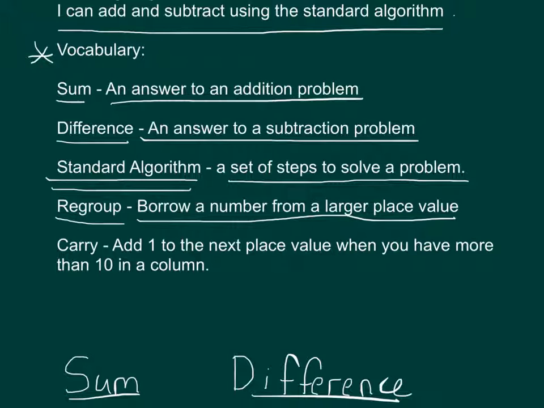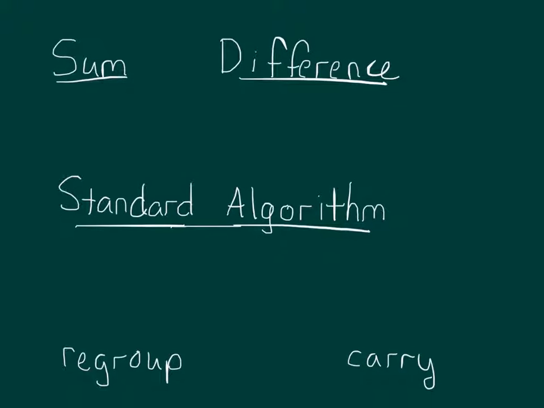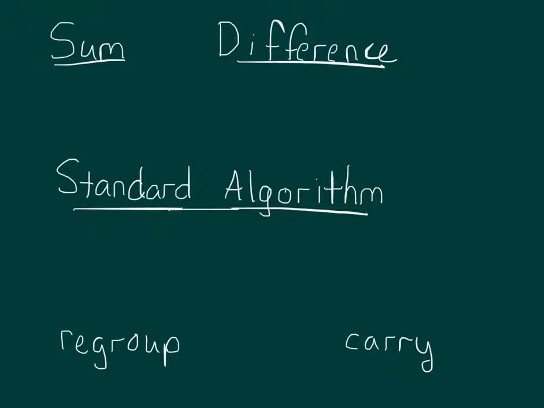Regroup means borrow a number from a larger place value. And carry means to add 1 to the next place value when you have more than 10 in a column. Okay, make sure your vocabulary section's filled in. Then let's check out what these words actually mean. So, the sum, an answer to an addition problem. So the sum of 3 and 4 is 7.